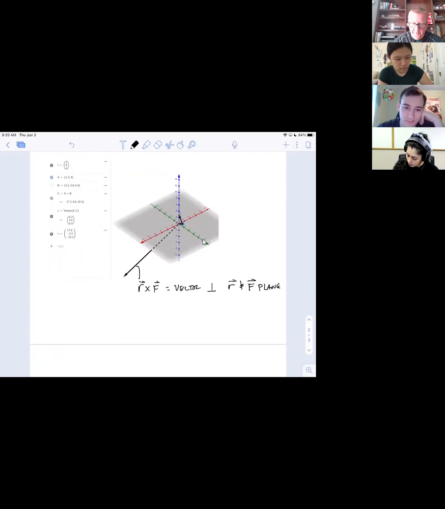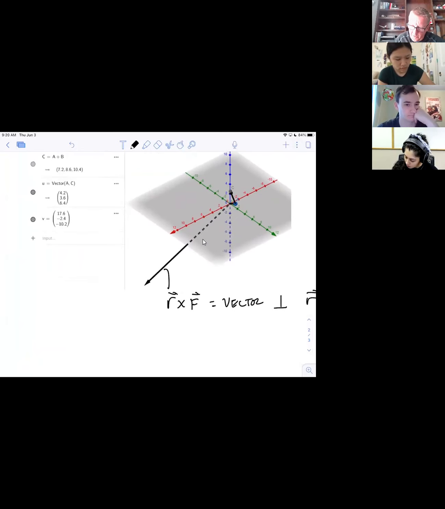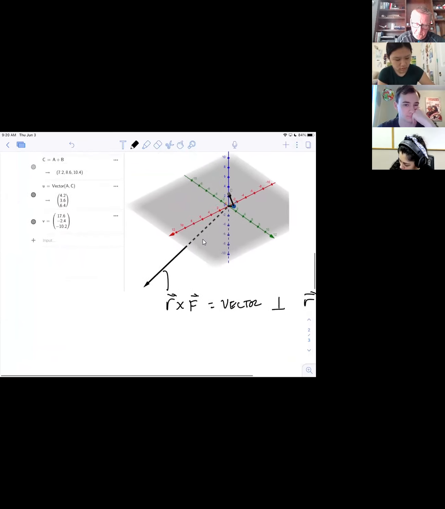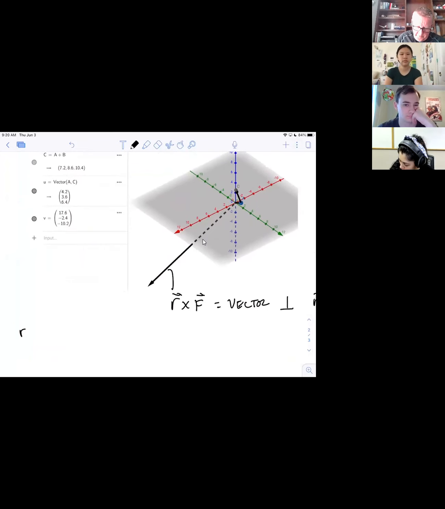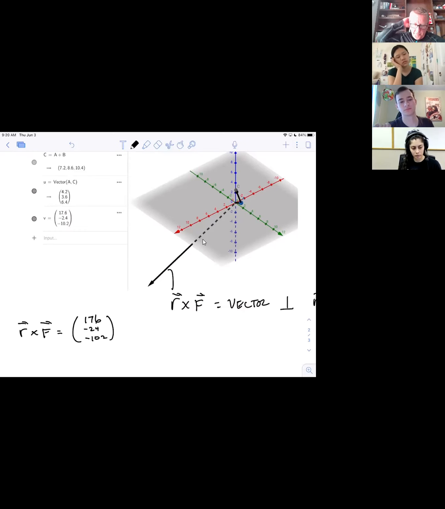But let's go one step further. So we're actually saying that R cross F, and hopefully this doesn't screw you up, is actually equal to the vector 176, -24, -102. That was actually the real size of it, despite the picture that I drew. And so as the second fact, we would like to know the numerical or the scalar. So this is the vector answer, but we would like to know the scalar answer.